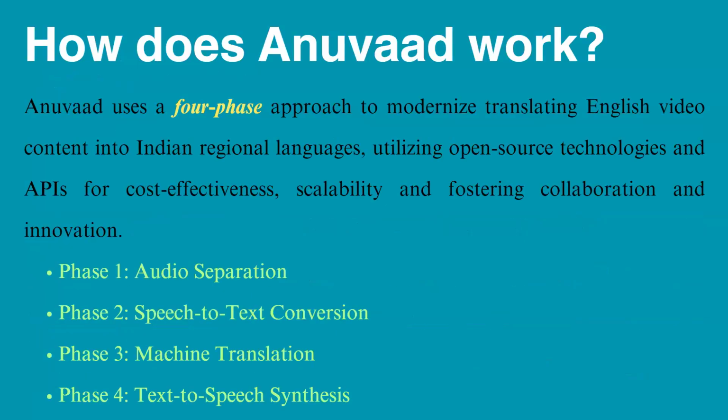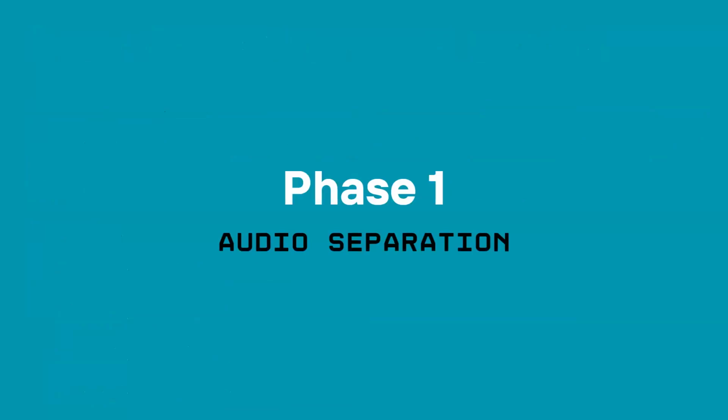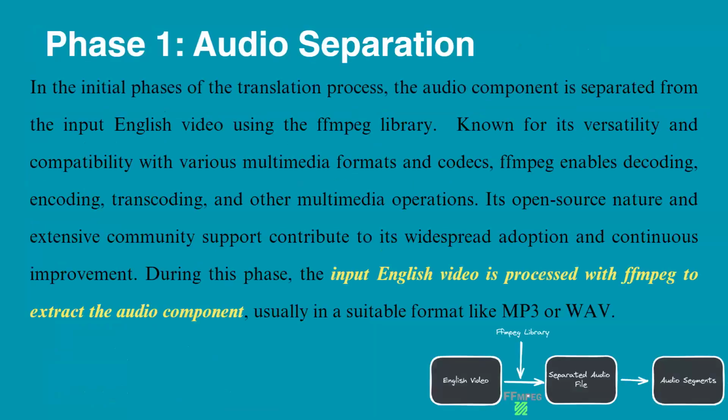How does it work? Let me walk through how Anuvad works in practice. It basically works in a total of 4 phases. First, audio separation. We start by extracting the audio from the English video. This is done using an open source tool called FFmpeg, which is known for its versatility and compatibility with various multimedia formats.